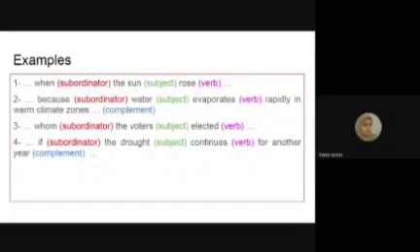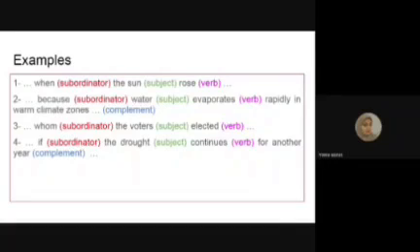Number four, if the drought continues for another year, and what happens after that? What happens if the drought continues for another year? So there should be a result, okay? Here the meaning is incomplete. So if is the subordinator, the drought is the subject, continues is the verb, we have a complement, but still the meaning is incomplete. So we have to write another independent clause here.